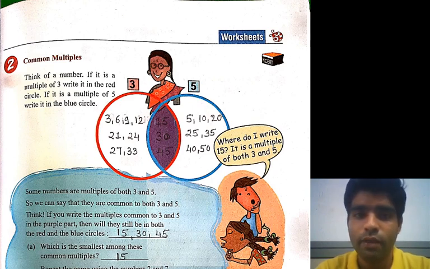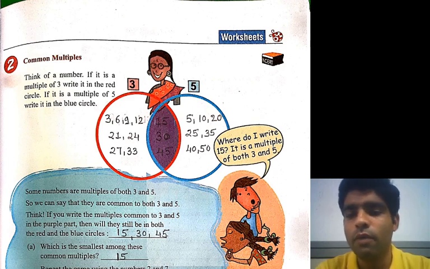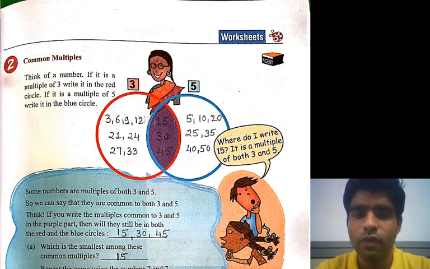I will write the table of 3 already given: 3, 6, 9, 12, 15, 21 also, 24, 27 is also in the table of 3. Next question: where do I write the 15? It is a multiple of both 3 and 5. So we can say it is common to both 3 and 5. The meaning of common multiple is that we have to find out what is common for both the numbers 3 and 5.